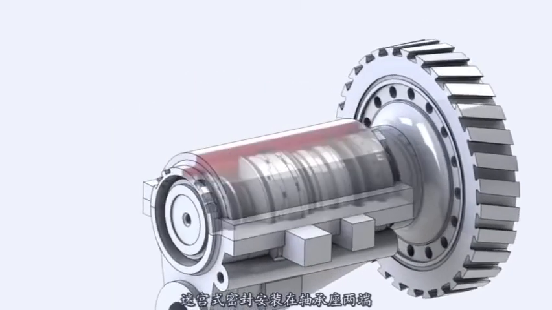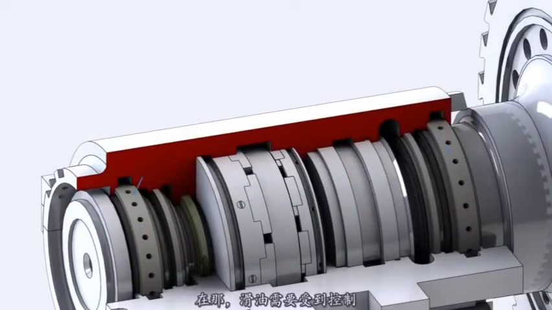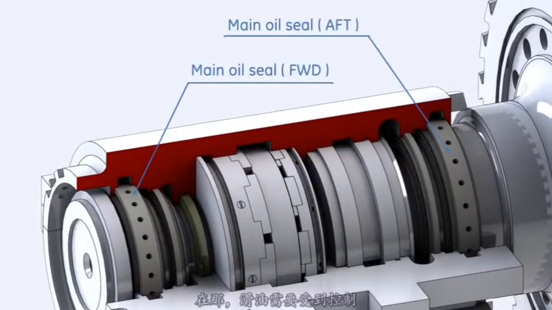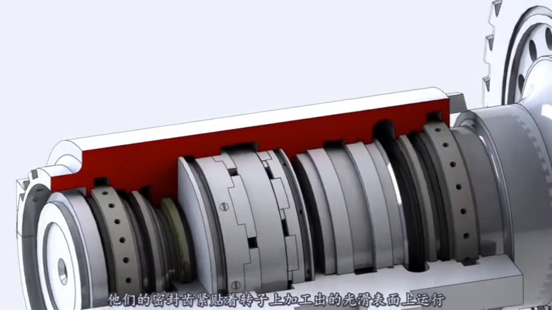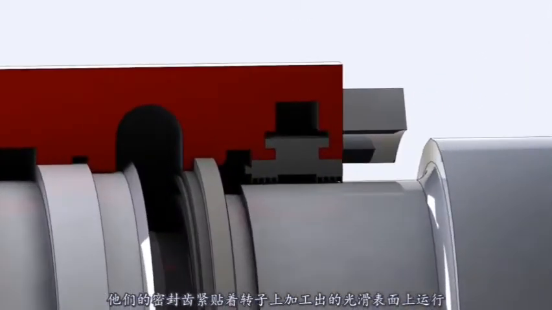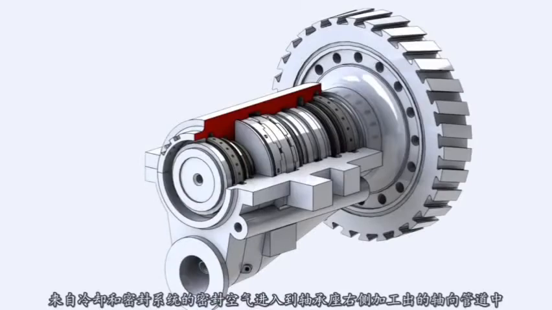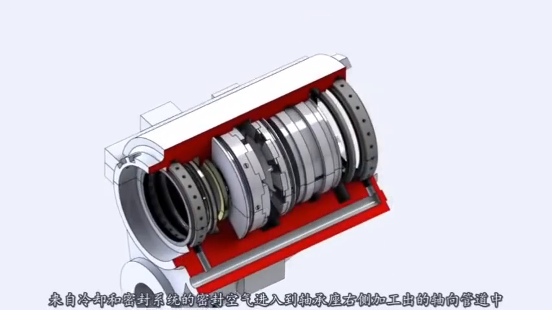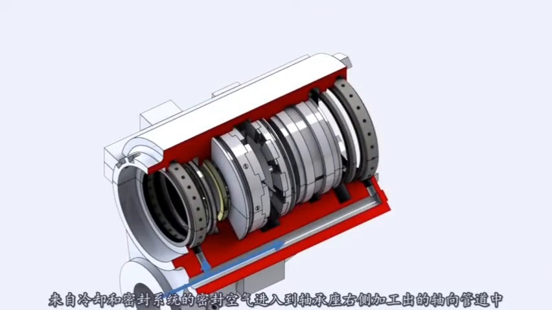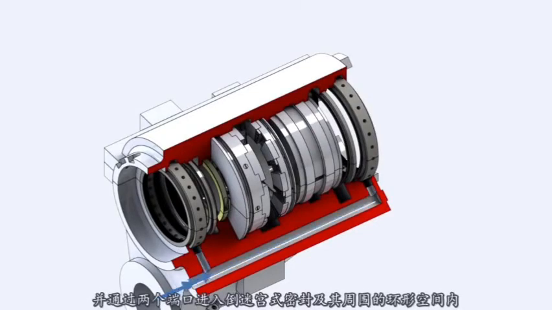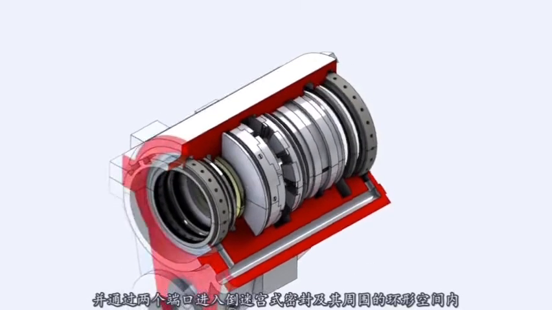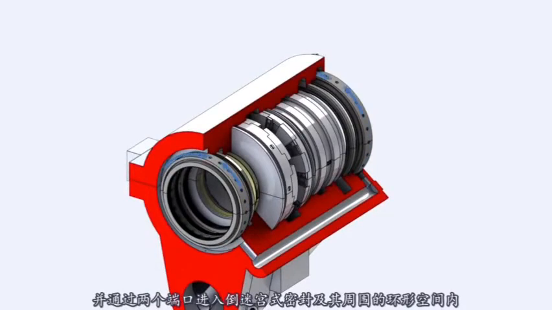Labyrinth seals are installed at each end of the housing, where oil control is required. Their teeth run against smooth surfaces machined on the rotor. Seals are assembled so that a small clearance exists between the seals and the shaft. The sealing airflow comes from the cooling and sealing system through the axial tube machined at the right side of the housing and is admitted to the labyrinth seals through 2 ports to annular spaces surrounding the seals.